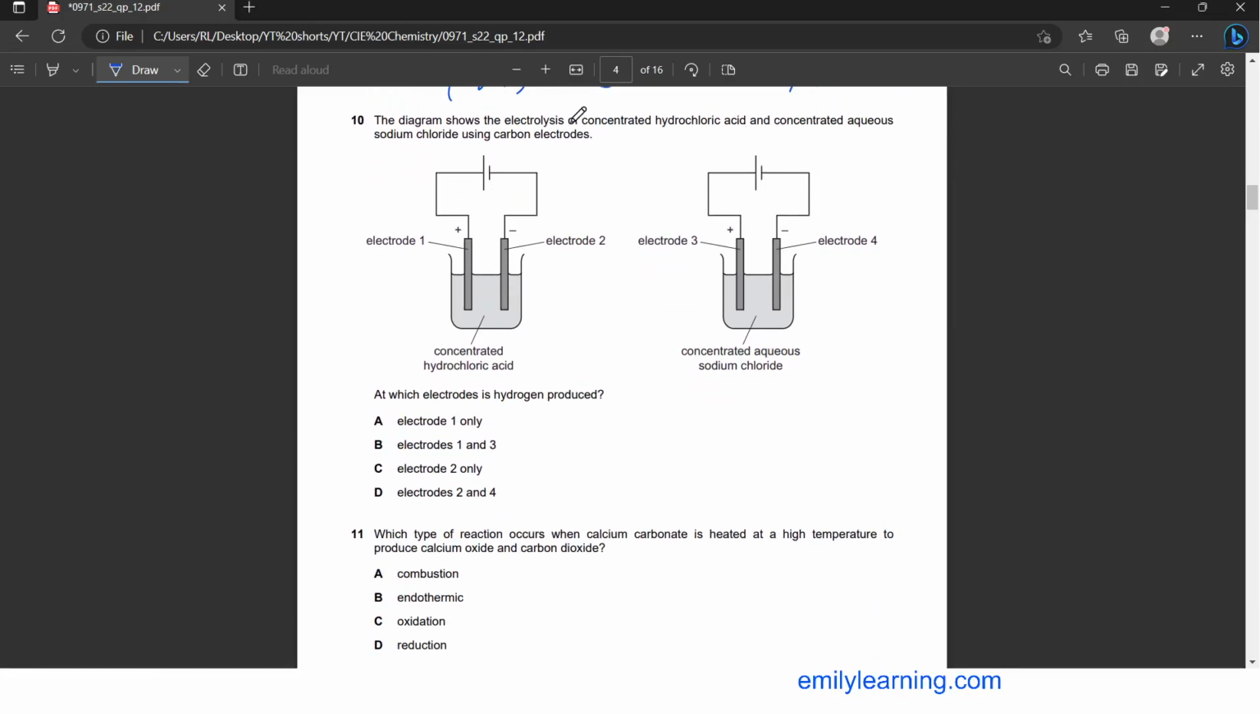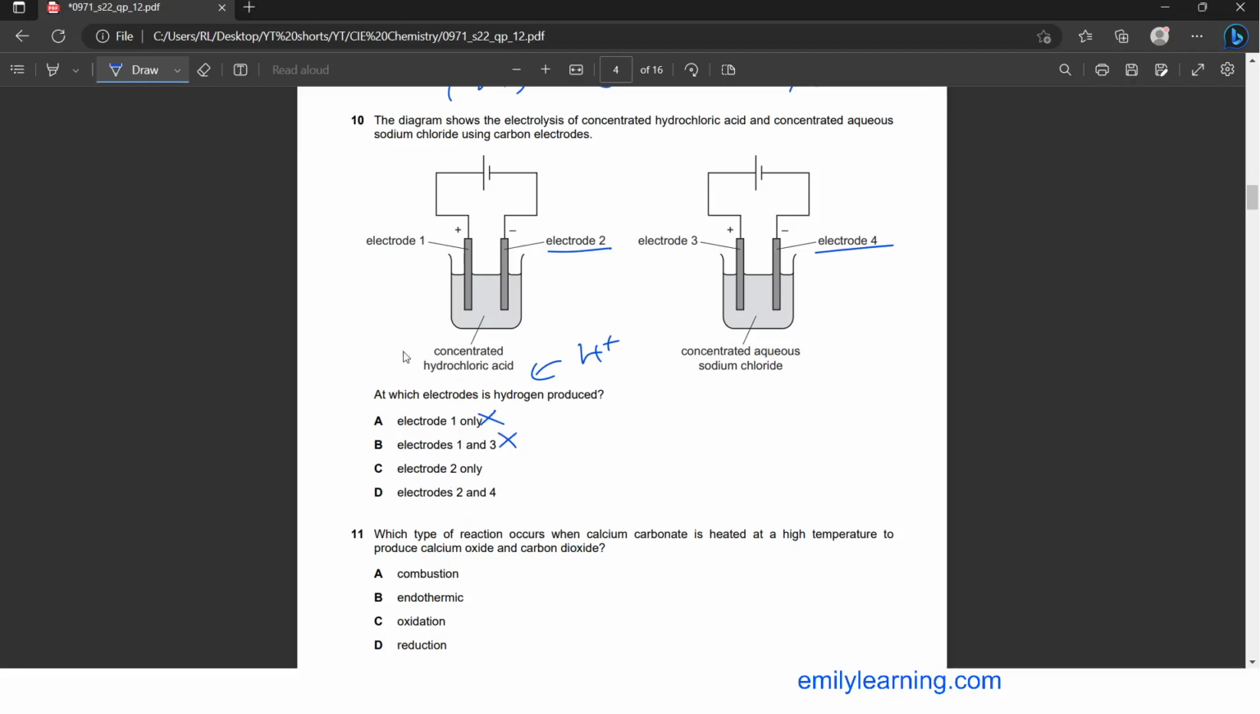Question 10. The diagram shows the electrolysis of concentrated hydrochloric acid and concentrated sodium chloride using carbon electrodes. In which electrode is hydrogen produced? Hydrogen will come from H+, right? Hydrogen comes from H+. So positively charged ions will be attracted to the negatively charged electrode. So it's either electrode 2 or 4. Anything with 1 and 3 is out already. So we only need to check C and D.